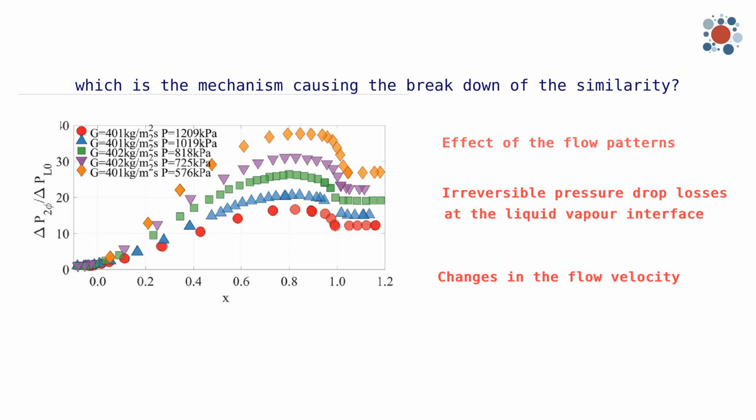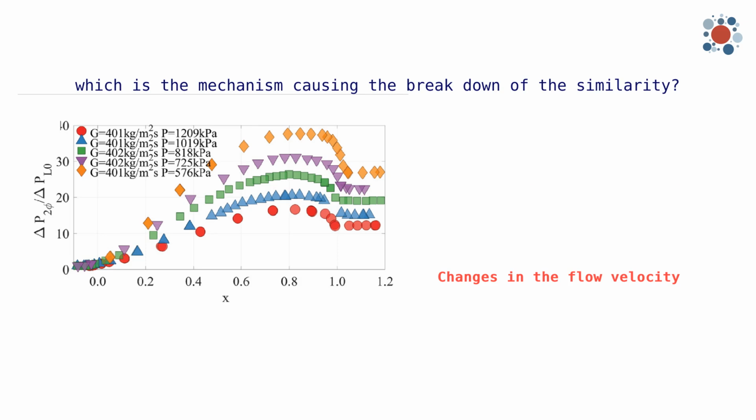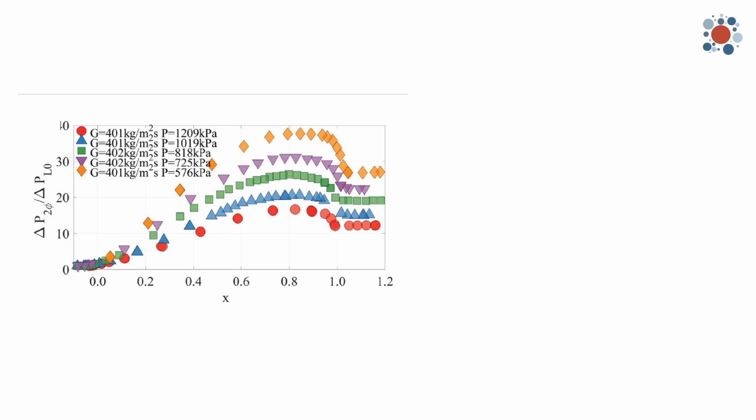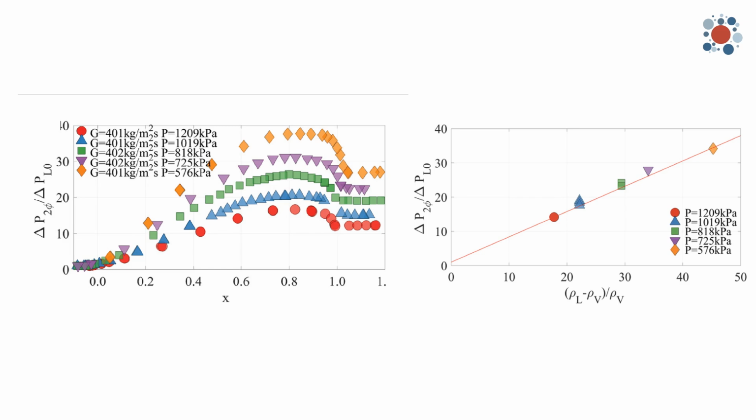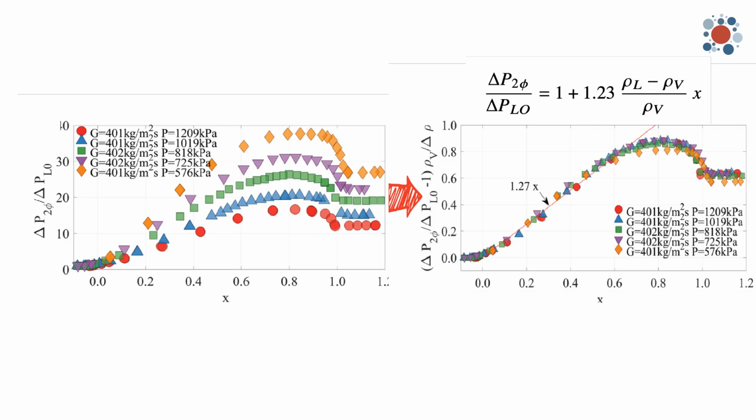The effect of the flow regimes on the pressure drop was already ruled out by Martinelli in 1944. If irreversible pressure drop losses at the liquid-vapor interface were dominant, then the flow regimes would have a strong influence on the pressure drop, and they don't. Then, the breakdown of the similarity might be caused by changes in velocity due to changes in the liquid and vapor densities. However, as the density ratio cannot be the scaling parameter, then the liquid and vapor density difference, and the vapor density, must be the governing parameters.